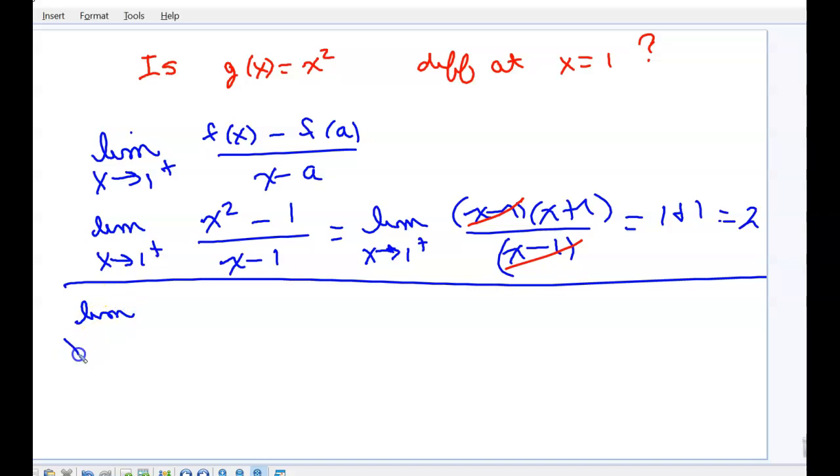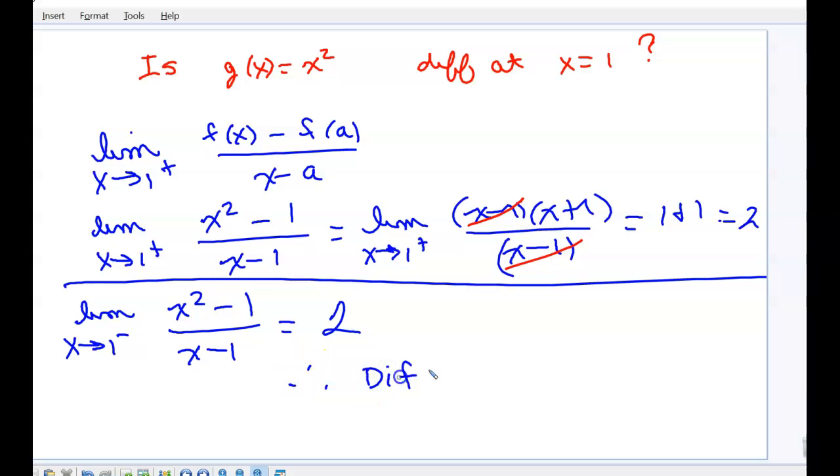So now we're going to do the limit as x approaches 1 from the left. Again, I'm going to plug into the same equation, and because I only have one function, this is going to be exactly the same. And again, if we work this out, it'll be the same approach. We'll also get 2, so therefore, this function is differentiable at x equals 1.